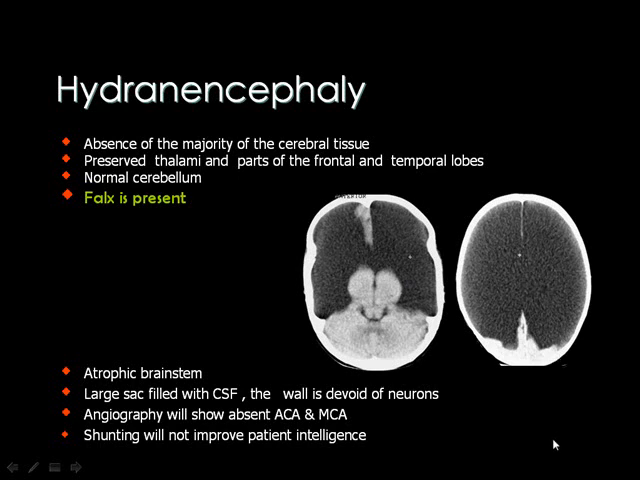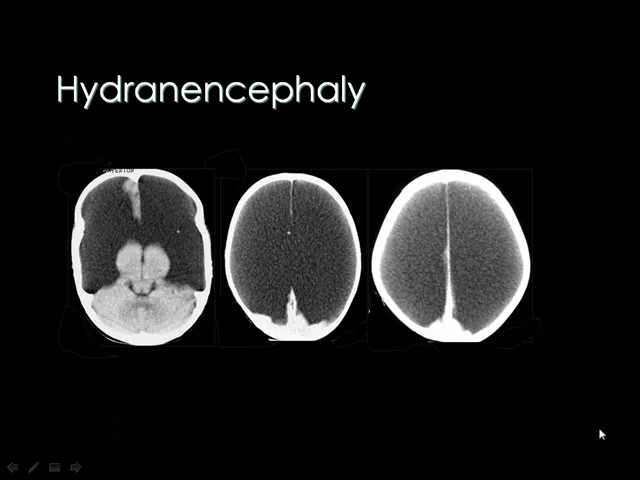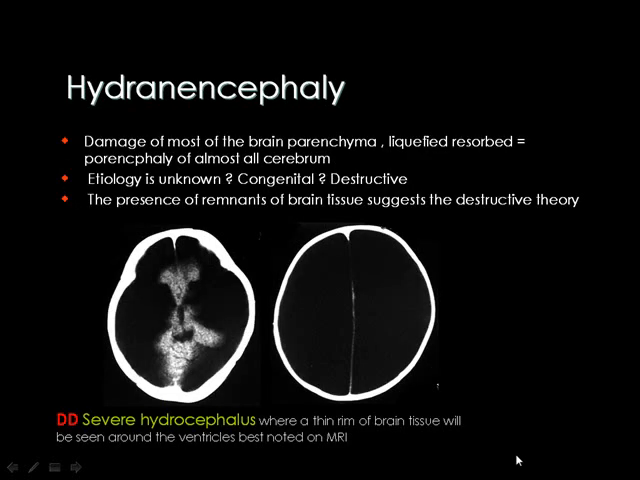While in holoprosencephaly, you cannot see the falx, and the brain tissue preserved is in the frontal area, while in the hydranencephaly, the brain tissue preserved is more or less in the temporal and the posterior areas of the brain. This is a classic presentation of hydranencephaly. The whole brain is represented by a bag filled with water. The falx cerebri is present. And this is another case also of hydranencephaly, and you can see the presence of the falx.